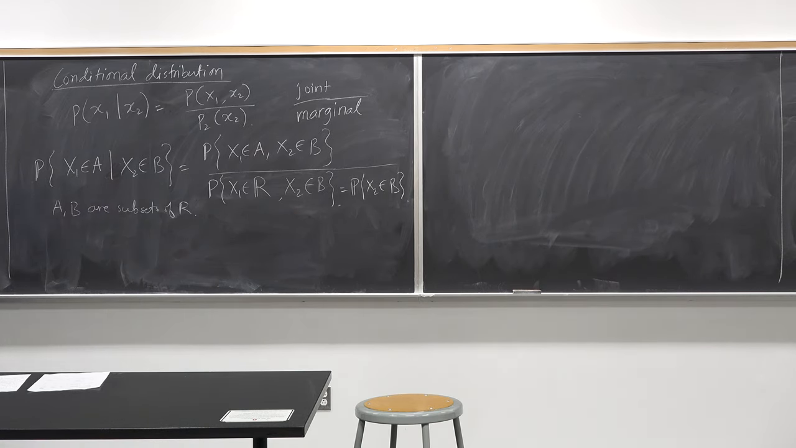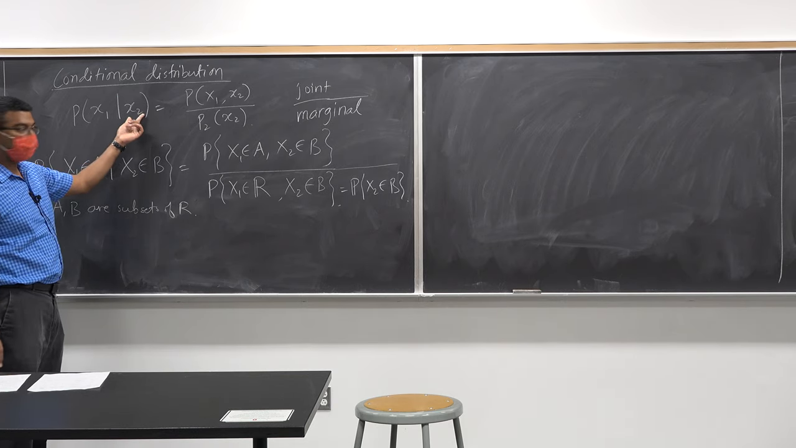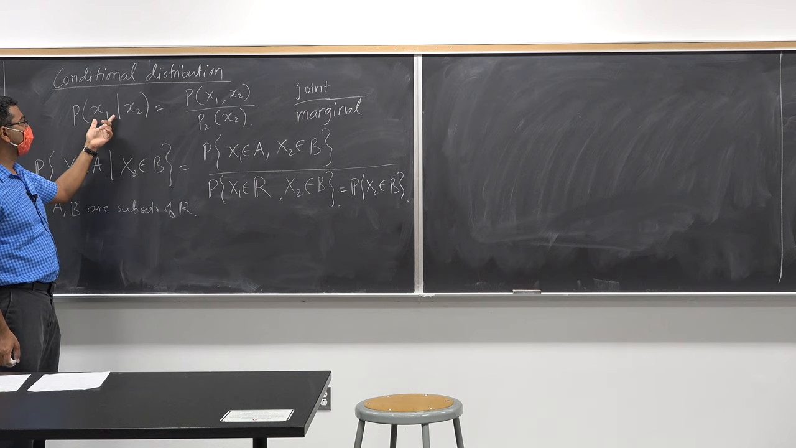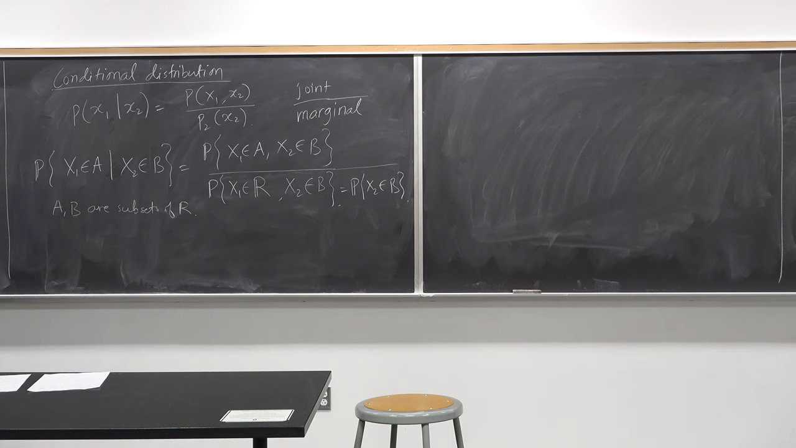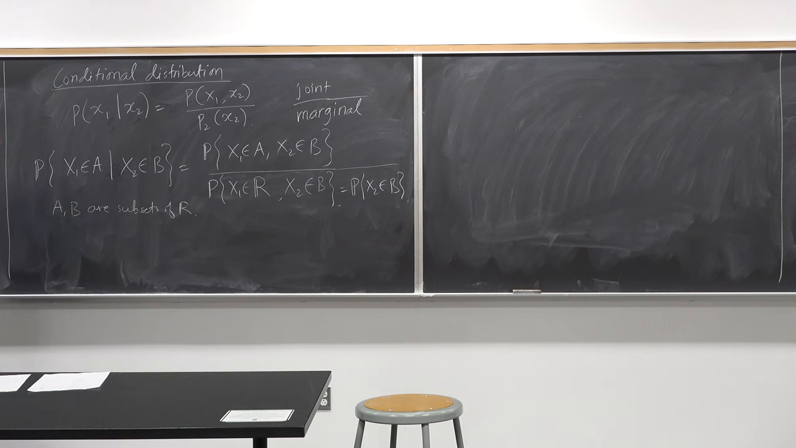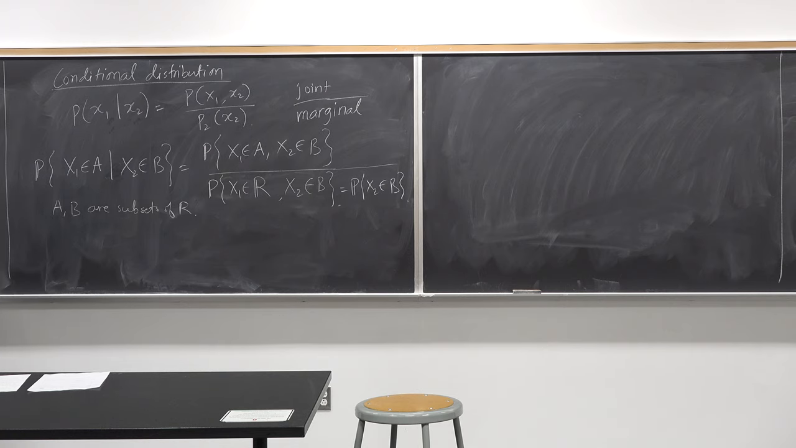What is the operational meaning of conditional distribution? So given that I have observed x2 to be the case, what is the probability distribution over x1? What's the probability that random variable capital X1 is equal to small x1, given that random variable x2 is equal to small x2? That's given by this particular expression. What is the chance that that's going to be the case?